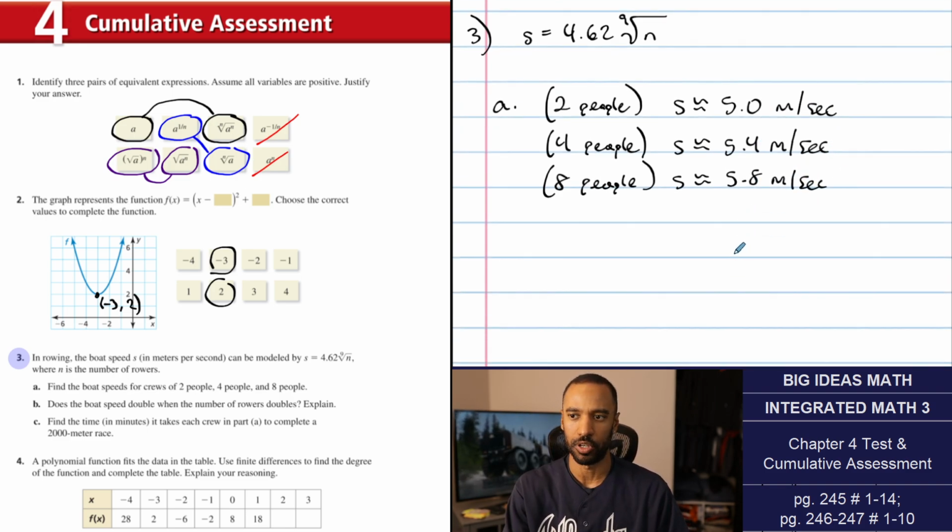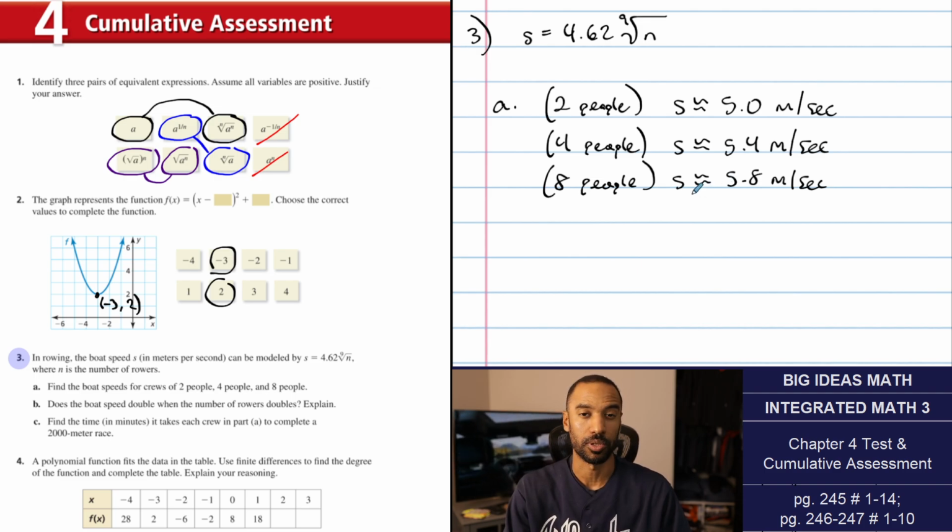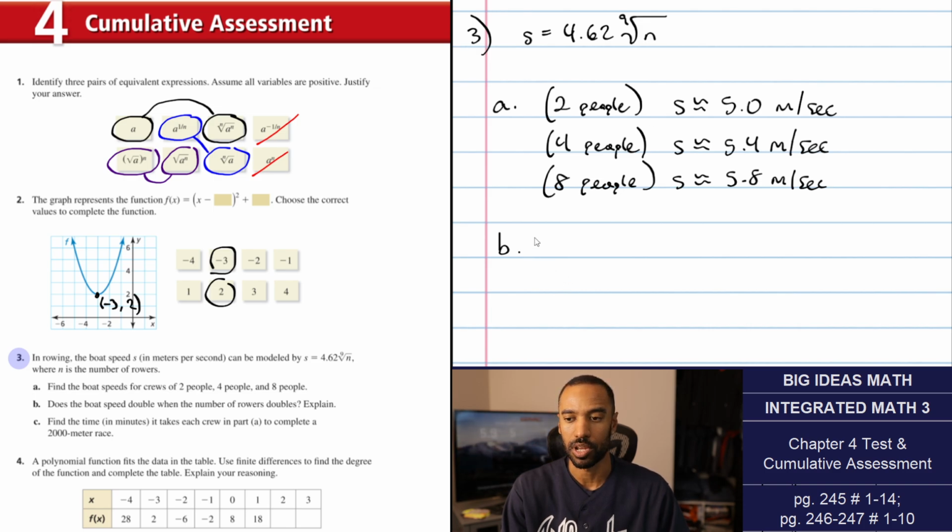It's not like you double your speed as a result of it. I'm sure it helps a little bit. There's probably a fatigue thing going on as well that says you're exerting less energy as a whole, which would be nice. Does the boat speed double when the number of rowers doubles? Explain. So no, it does not.